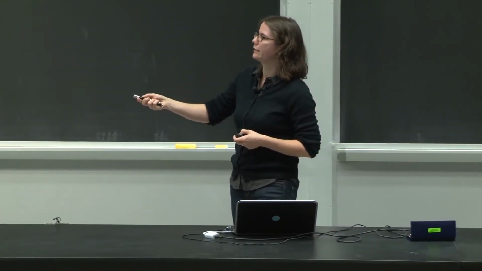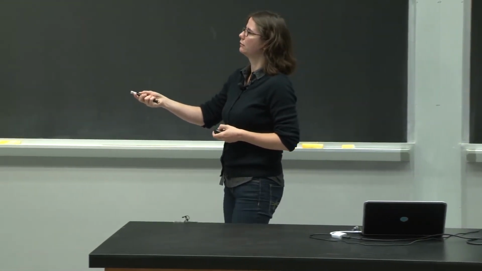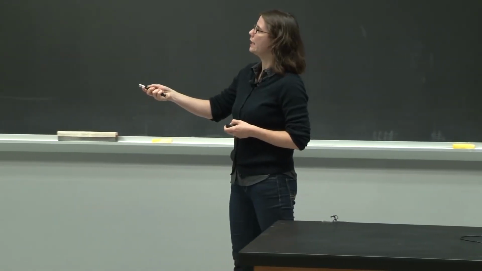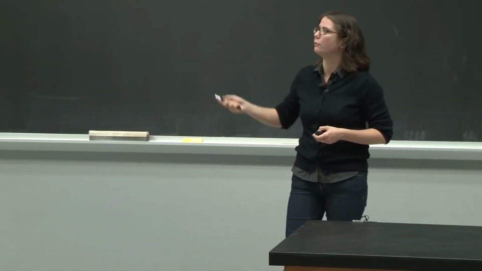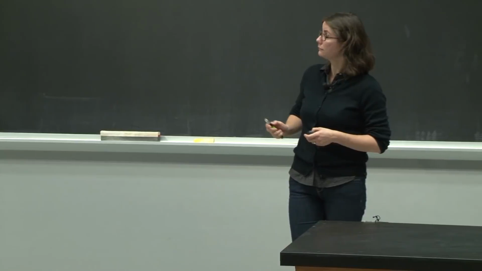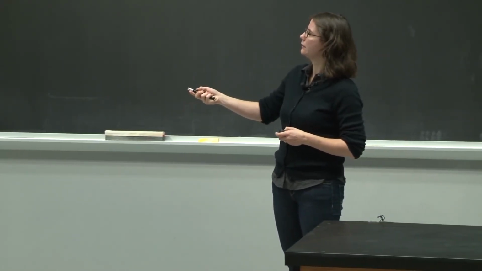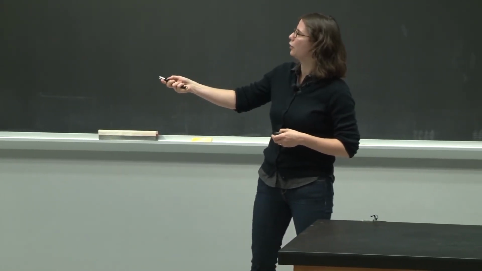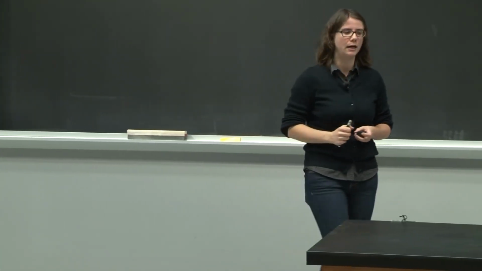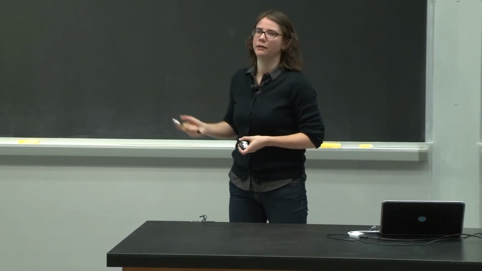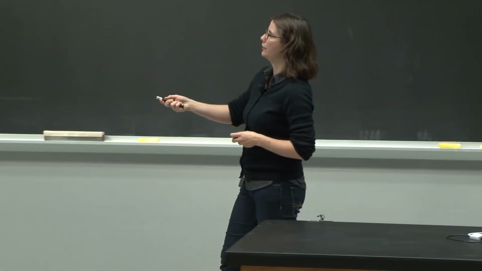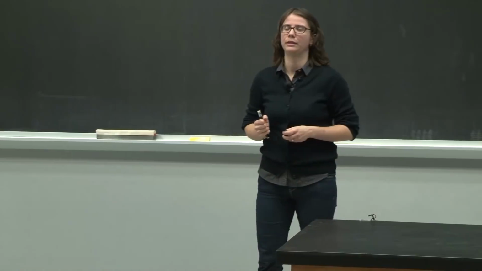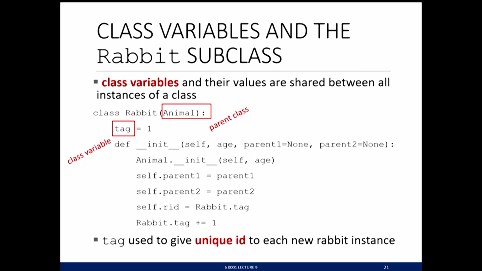Inside the init, this tells us how to create a rabbit object. I'm going to give it self as usual, an age, and then 2 parents. Don't worry about the 2 parents for now. Inside the init, I'm going to call the init of the animal, because Python already knows how to initialize an animal for me, so I do less work. That sets the 2 data attributes, name and age. I'm going to set the data attributes parent 1 and parent 2 for a rabbit to be whatever's passed in.